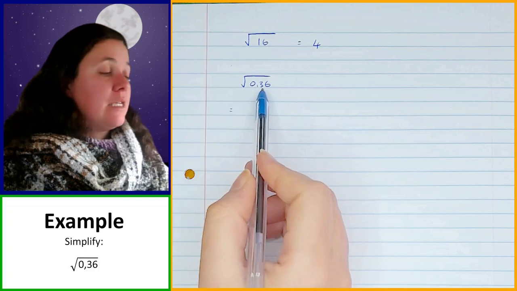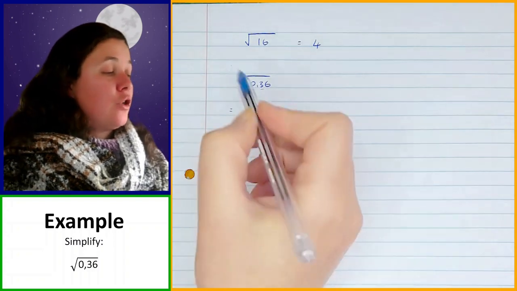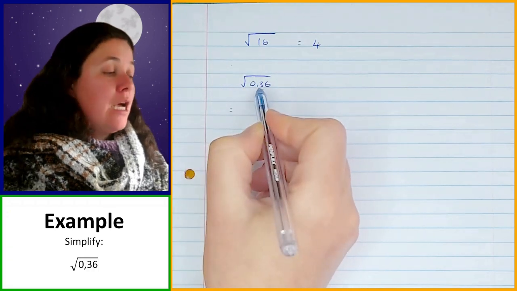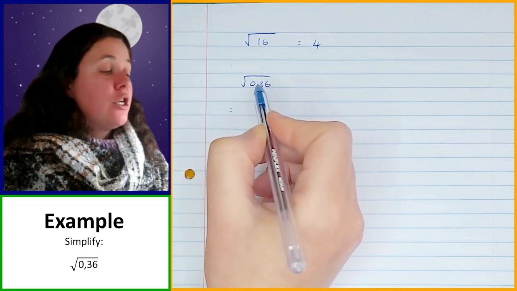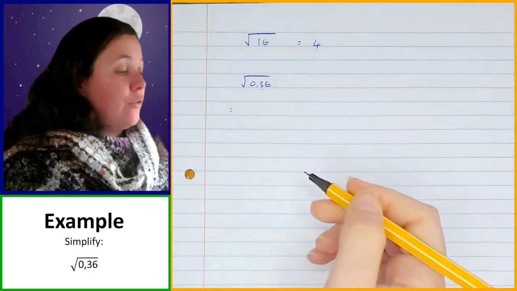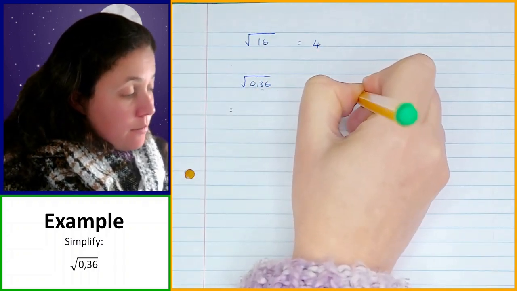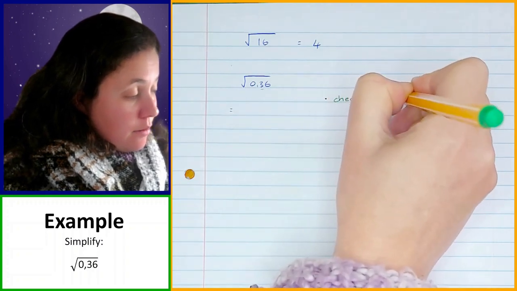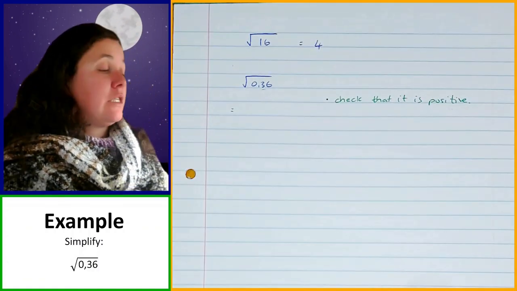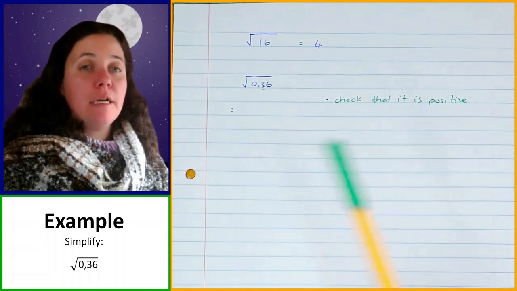Then, if you've got a decimal, you need to look at how many decimal places, just like we did before. So I've got 2 decimal places, and I'm going to teach you what to do with that. And then also, you're going to be square rooting the number part of it. So in this case, it's the 36. So the square root of 36 is 6. Okay, so the first thing we're going to do is check that it is positive. And like I said, if it isn't positive, I'm going to teach you what happens about that still, but it should be positive, and so you just need to check that it is positive.